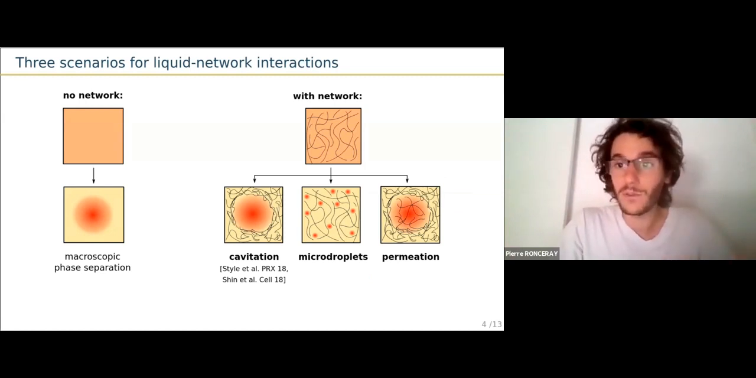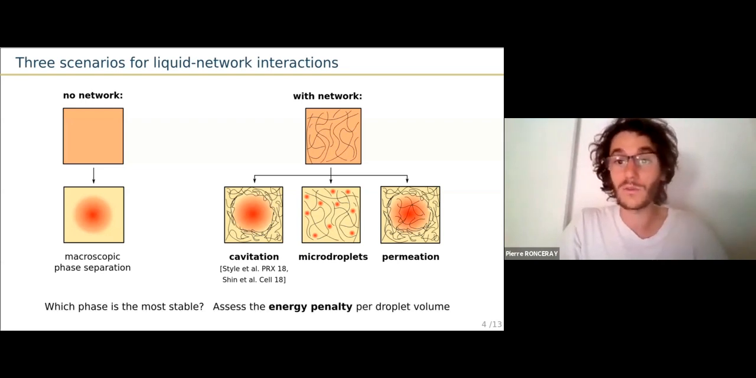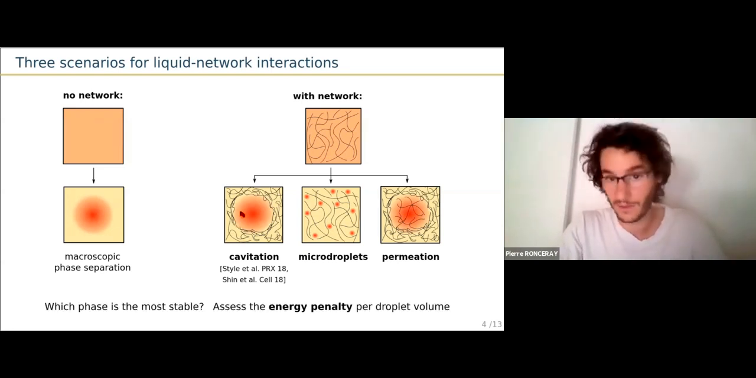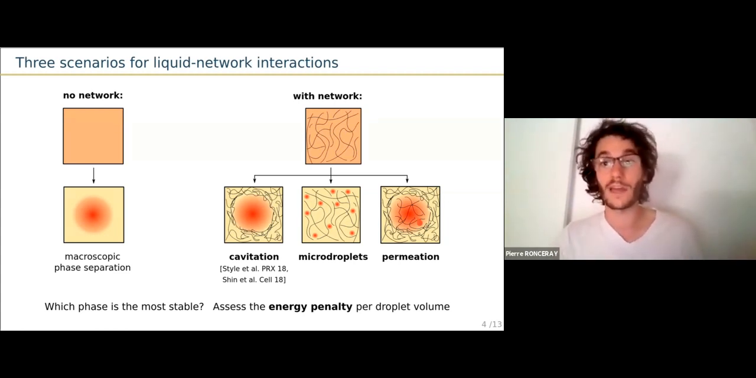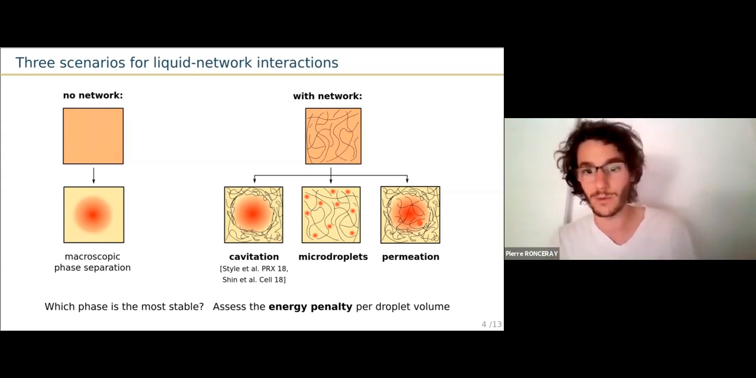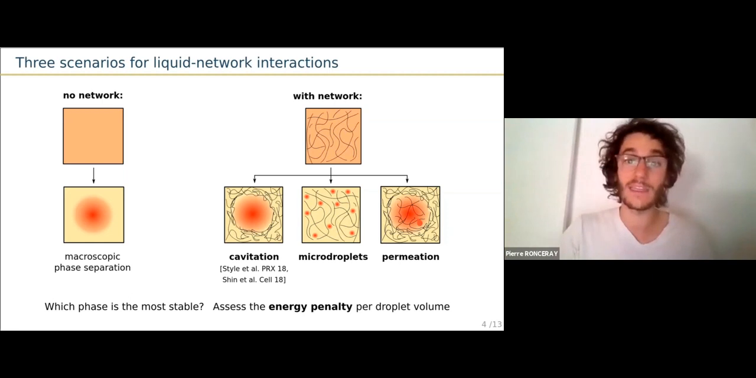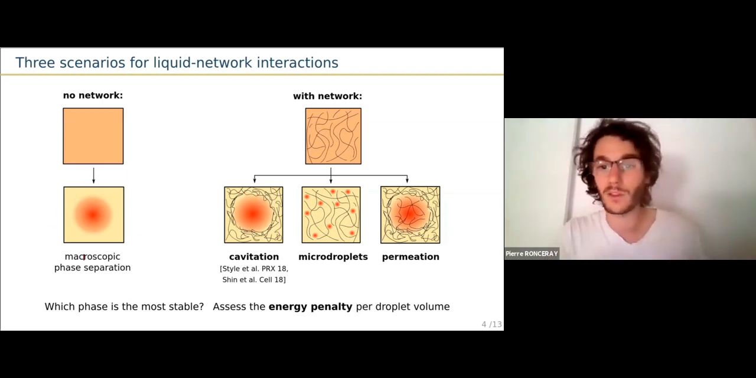So what I'd like to do today is to compare these different scenarios and try to assess which one is the most experimentally relevant as a function of the different parameters. And in order to do that, I need to be able to compare the stability of these three scenarios. And so I'm going to assume that we're at or near thermal equilibrium and assess the free energy penalty that the network incurs compared to a reference scenario in which you have macroscopic phase separation without elastic network.